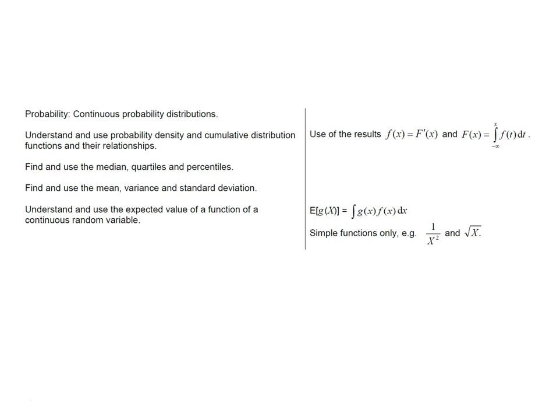The specification says that we have got to be able to use probability density functions and cumulative distribution functions to describe continuous random variables. We need to be able to use these things to find the medians, quartiles and percentiles of a random variable, and also to find the mean, the variance and the standard deviation of these random variables. And we should also be able to find the expected value of a function of a continuous random variable.